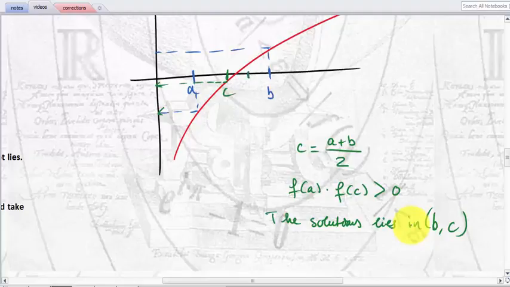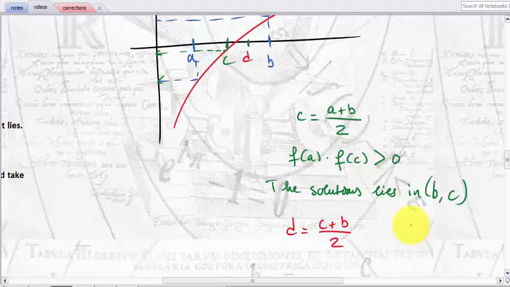And then you get another one, a D right here, and you do D equals (C plus B) over 2, right? You take the middle. Dichotomy means, I believe, dividing in 2, okay? Then you do f of C times f of D. And in this case, f of C times f of D would be negative. They have different signs. So the solution lies in CD.